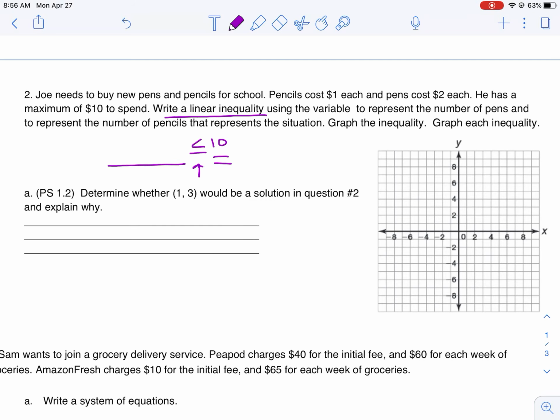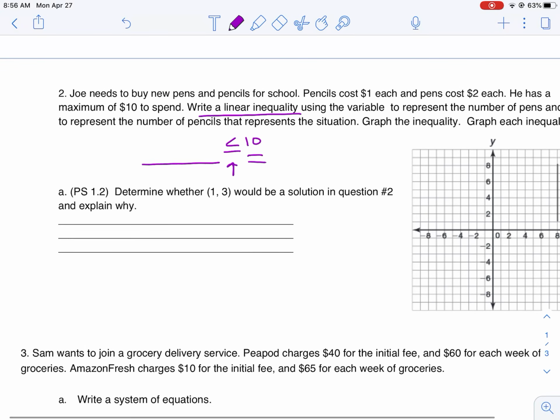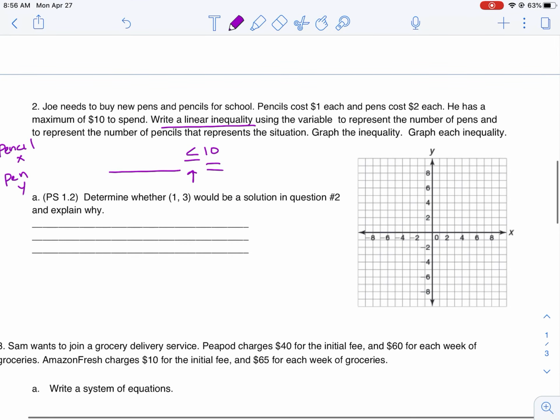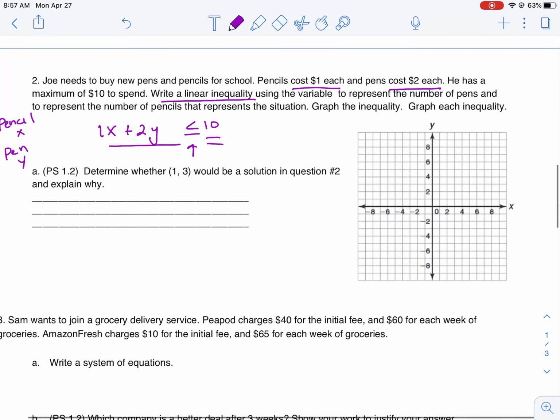So again, let's use x and y. Our pencils will be our x, and our pens will be our y. So we know it's $1 for each pencil, so 1 times x, and then $2 for each pen, so let's add $2 times y, and that is less than or equal to 10. And we will graph that.